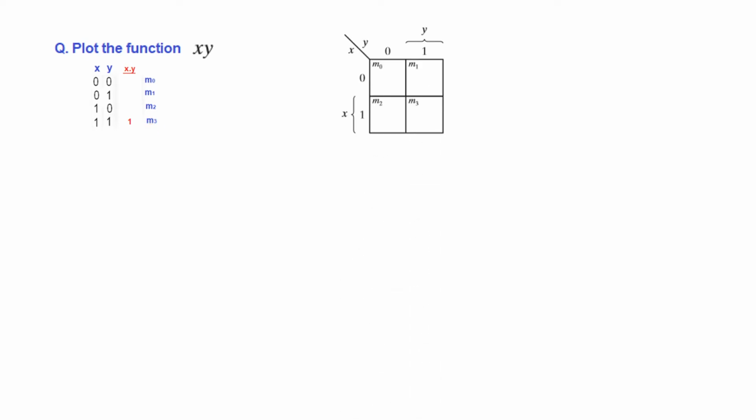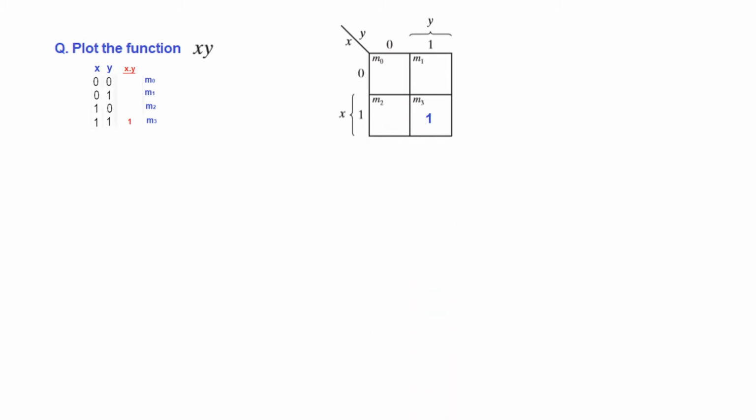Okay, now let's plot. The question is to plot the function xy or x dot y. So we go to the truth table and we know that x dot y is 1 only when both x and y are 1. That means we can put a 1 in the box which is M3. So if you remember, this is M3. So here we'll put the symbol 1. So this is how we plot.